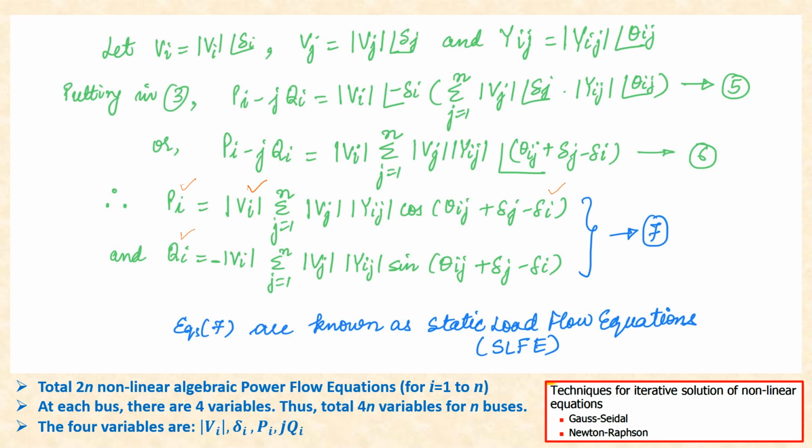If we look at equation 7, we can see that there is a presence of cos and sine terms in this equation, which makes them non-linear. In order to solve these equations, we require iterative techniques like the Gauss-Seidel method or the Newton-Raphson method.